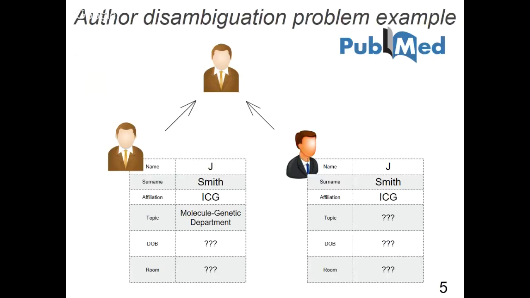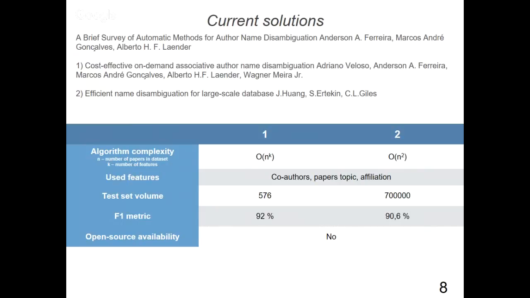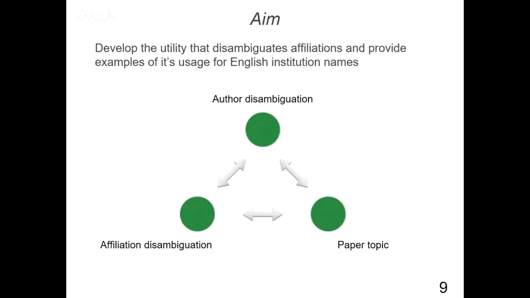And so this is the problem of author disambiguation: how to disambiguate between authors based on their topic, their name, their affiliation, or maybe some other information gathered from papers. There are some current solutions you can put here, and they perform pretty well. For example, 90% precision, 92% F1 metric. But that's not the topic of my work.